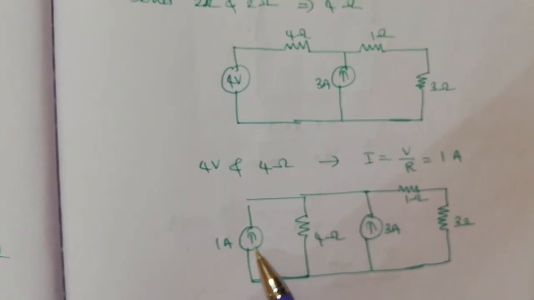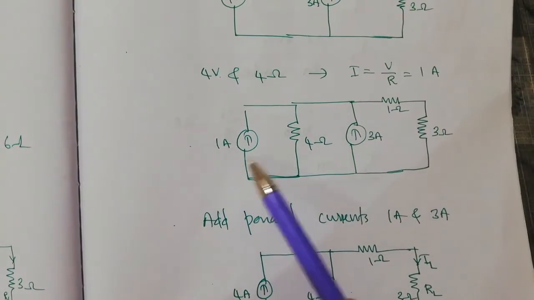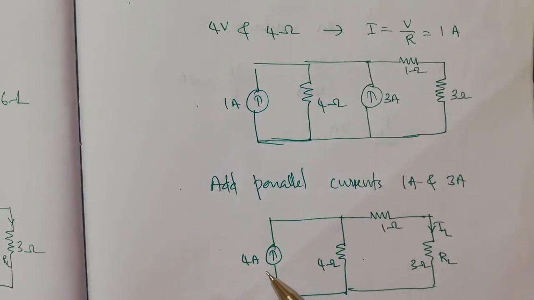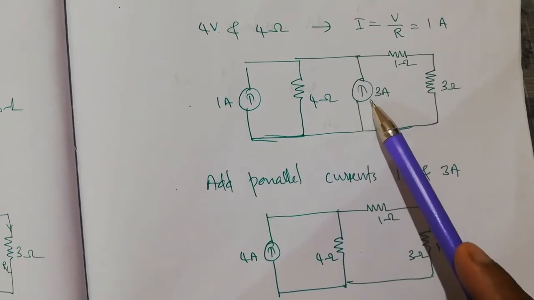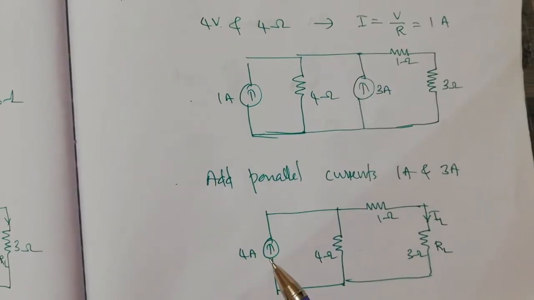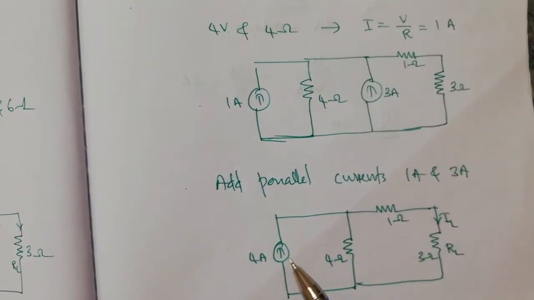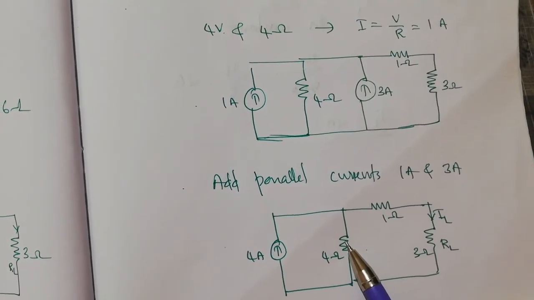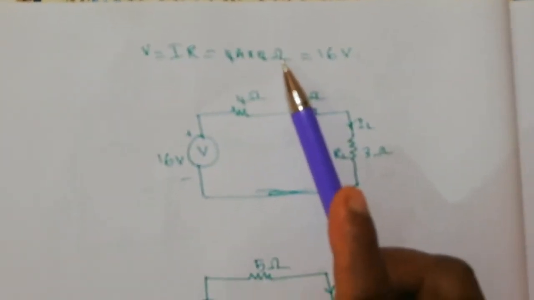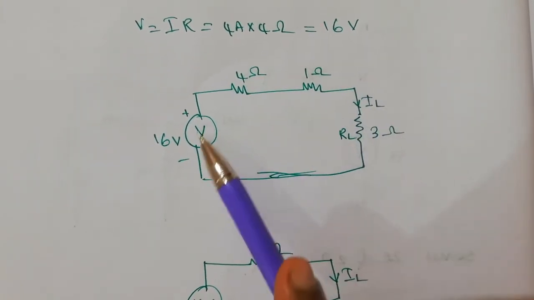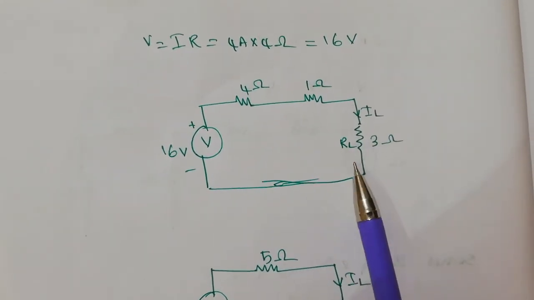Now we know if there are two parallel current sources, we can add the currents, that is 1 ampere plus 3 ampere is 4 ampere. So 4 ampere and the remaining 4 ohm, 1 ohm and 3 ohm. Now again we can convert this current source with resistance into a voltage source with series resistance. So 4 ampere, 4 ohm is converted to a series voltage of 16 volt with the 4 ohm connected in series, and the remaining 1 ohm and 3 ohm are connected.